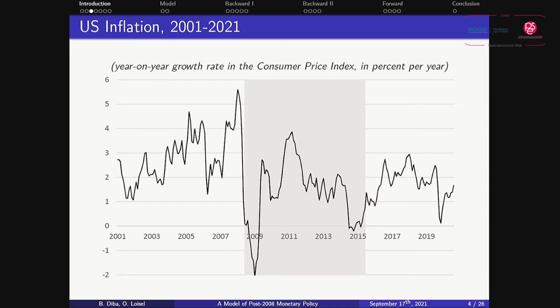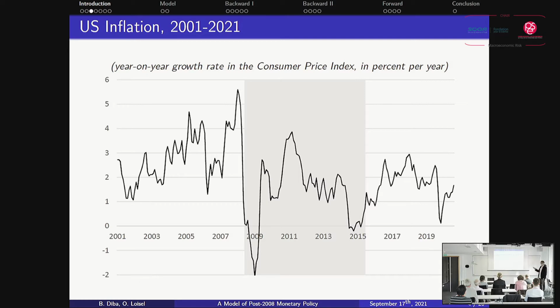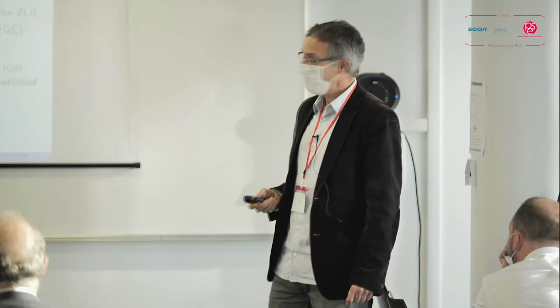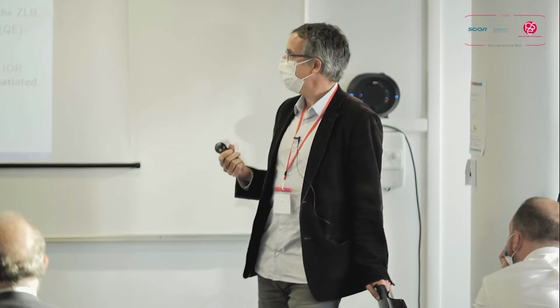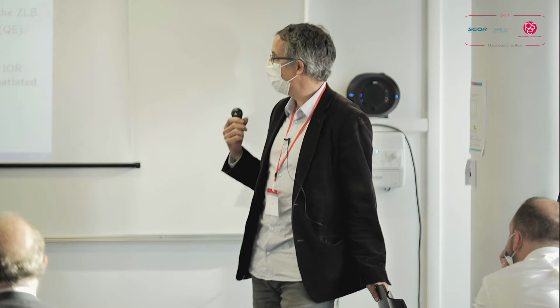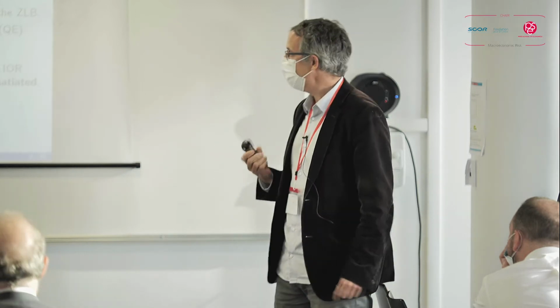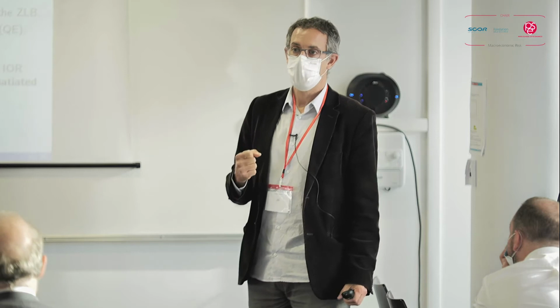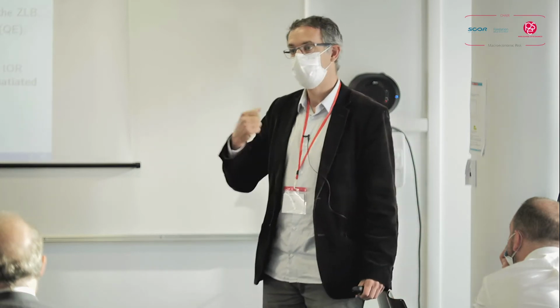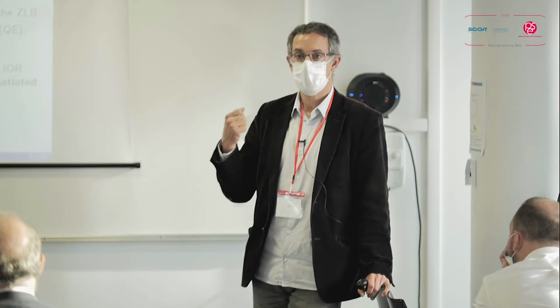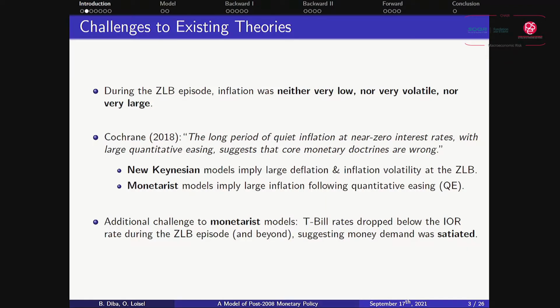And to some people, I'm thinking more particularly of Cochrane here, whom I'm citing, this long period of quiet inflation at near zero interest rates with large quantitative easing suggests that core monetary doctrines are wrong. What he has in mind here is that New Keynesian models tend to imply a large deflation and a large inflation volatility at the zero lower bound, and I'm going to explain how or why in a moment, while monetarist models tend to imply a large inflation following quantitative easing policies.